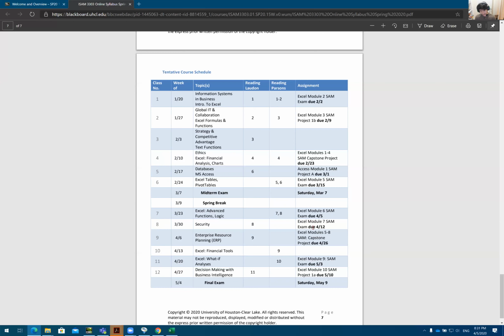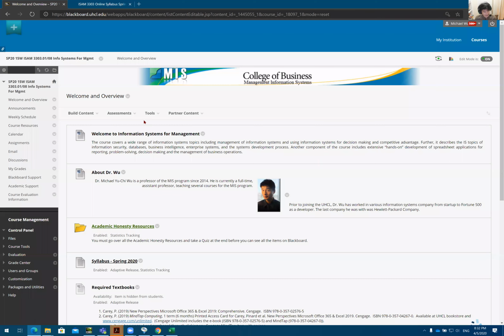And we have an Excel module 7 that's due next week. And then today we will be assigning you the module 5 to 8 capstone, which is due in a couple of weeks. Actually, three weeks, due in 3 weeks. So the next 2 weeks we will be focusing on Excel instead. So this one is all MIS. Going back to our weekly schedule.